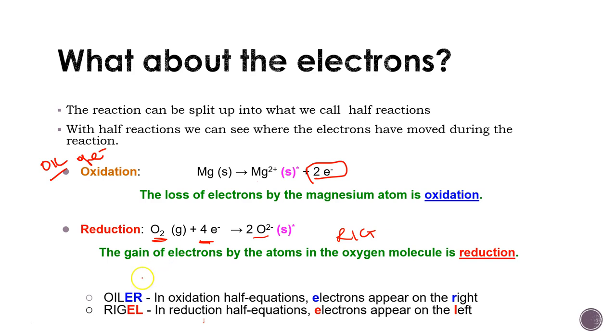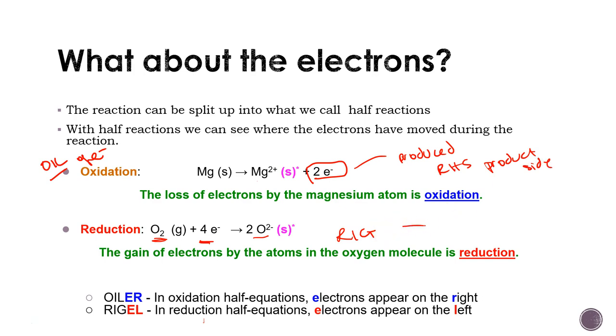Okay, as I said, I use OIL RIG. You can use LEO and GER in order to help you remember that in an oxidation process, the electrons are produced, so they end up on the right-hand side, which is our product side.